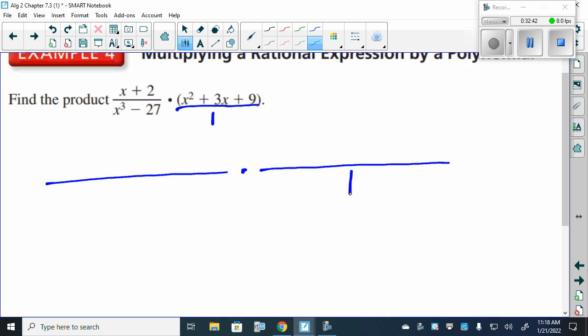The numerator over here is still going to be x plus 2, because we do have two terms. The degree is 1, and they do not have a greatest common factor between them. So there's nothing else we can do with it here.